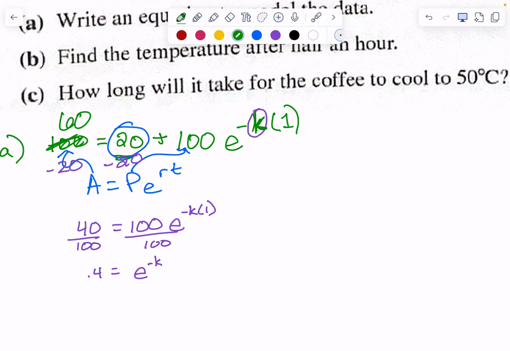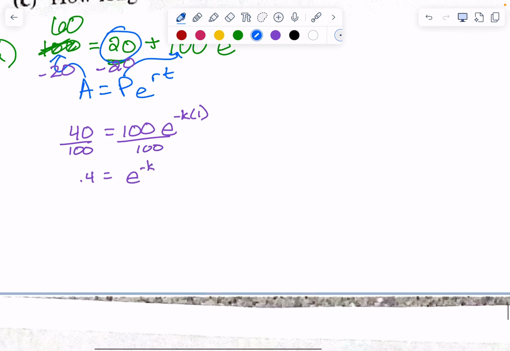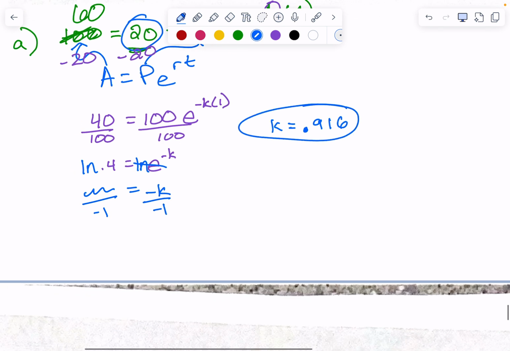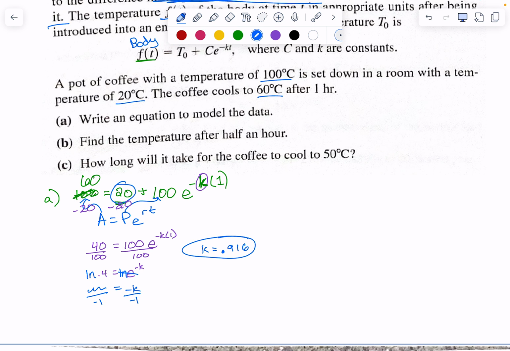So if we divide by 100, we get 0.4, and then we ln both sides, right? Yeah. And that gets rid of that, and that's negative k equals whatever that number is. Then we're going to divide by negative 1. So k equals 0.916. They're going to be negative, that is. Okay, but let's check the answer.